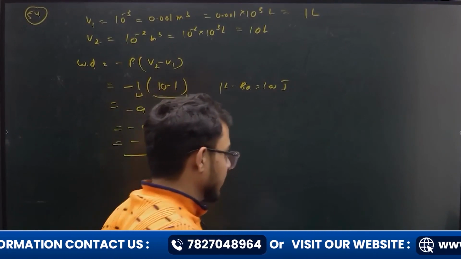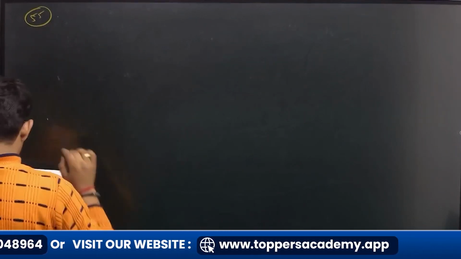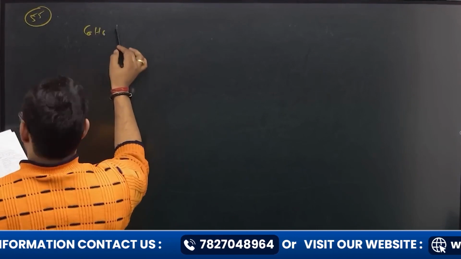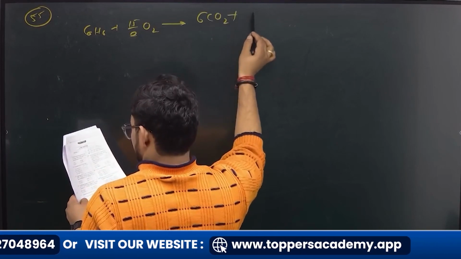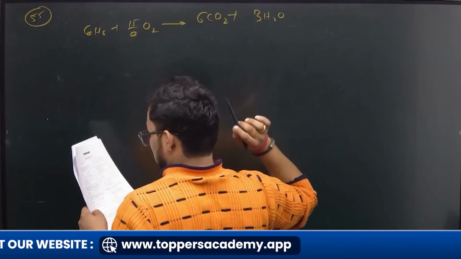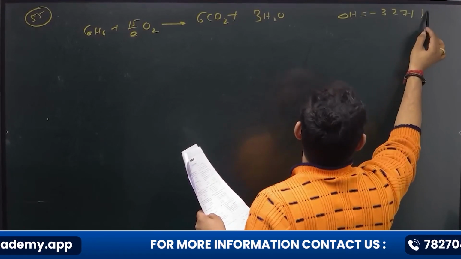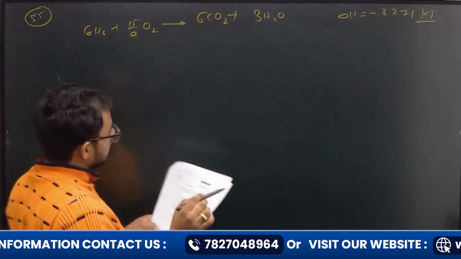Now question number 55. Consider a reaction at 300 Kelvin. This is the combustion reaction of benzene: C6H6 plus 15 by 2 O2 gives 6 CO2 plus 3 H2O. Delta H is given as minus 3271 kilojoule. What is delta U? We'll have to find the delta U.